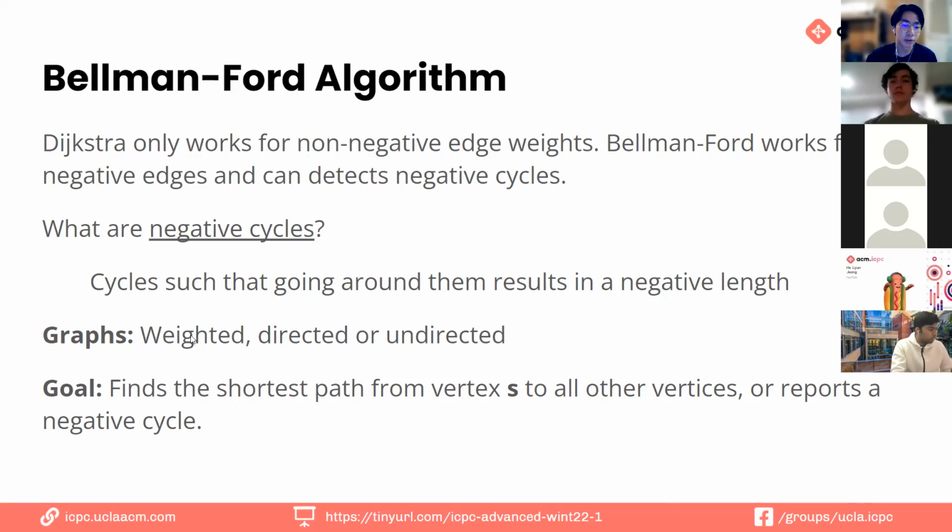So this works on weighted, directed, or undirected graphs. And what it does is it does the same thing. So it's a single source shortest path. So you pick a source vertex and you want to find the shortest path to all of the vertices.